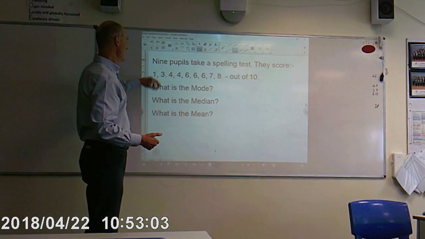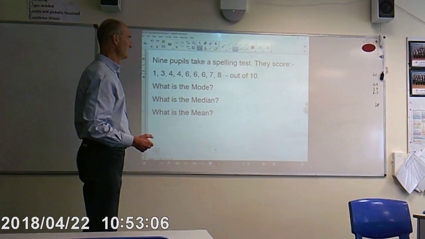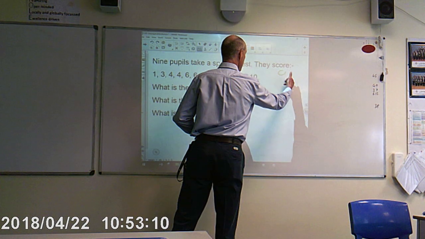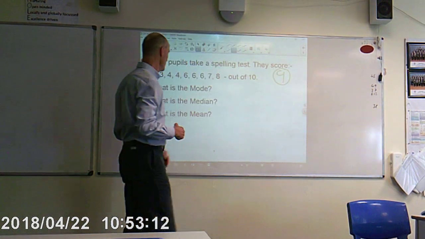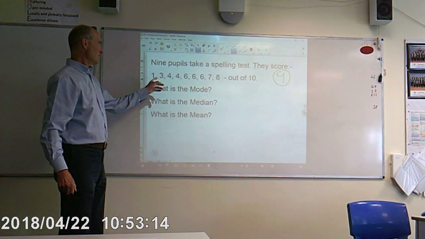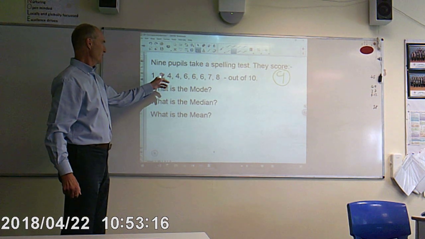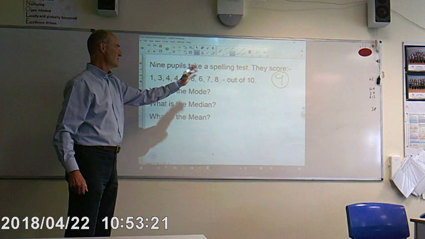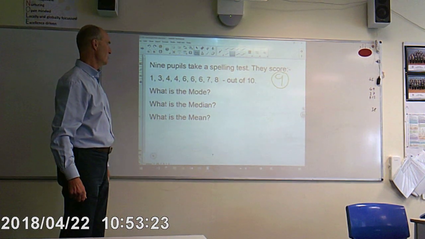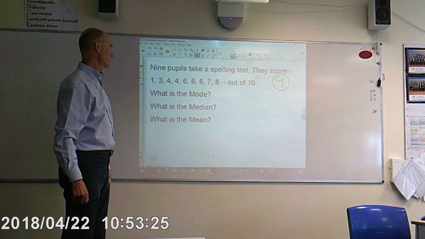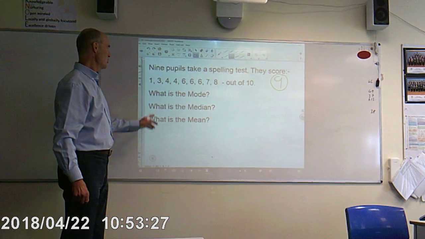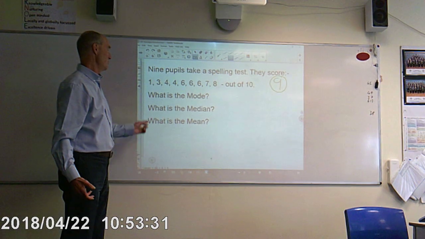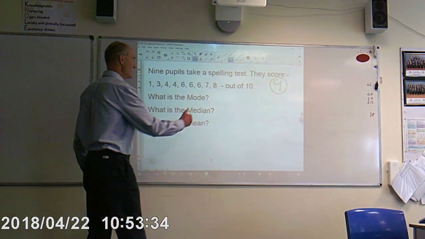So back to our example, we've got 9 pupils. So that's telling us that we've got 9 in the sample. So there's 9 in the sample. Let's hold on to that number. And they're in ascending order. Someone's got a 1, someone's got a 3, a 4, a 4, 6, a 6, a 6, a 7 and an 8. And there's 9 pupils. Okay, that's what they've scored out of 10. So what is the mode? What's the score that appears the most times? The score that appears the most times there is 6.